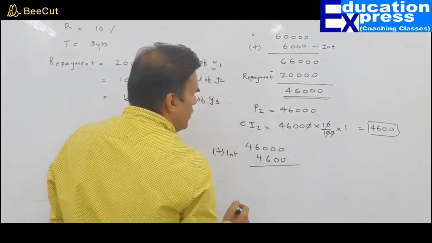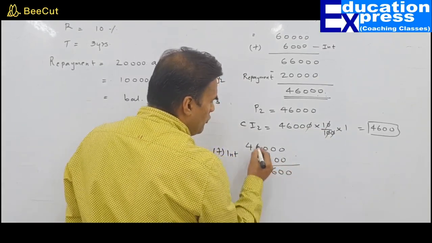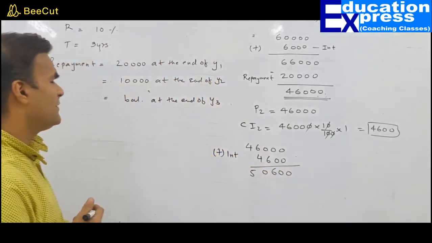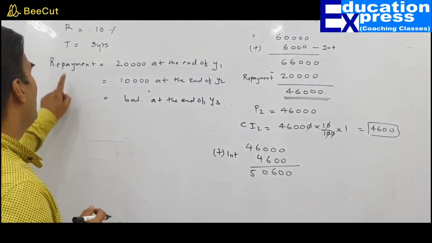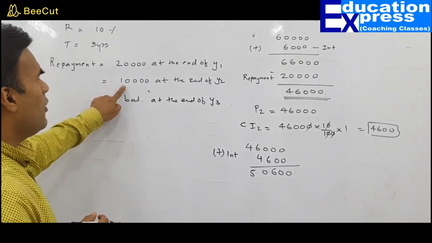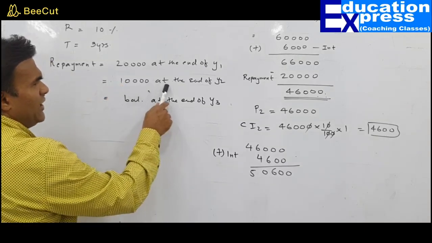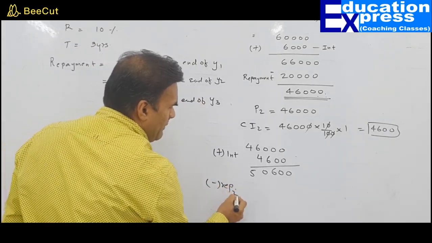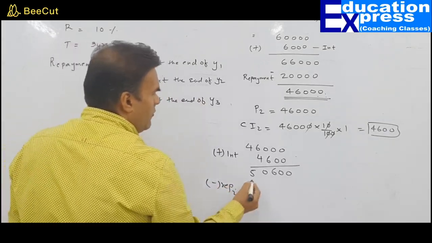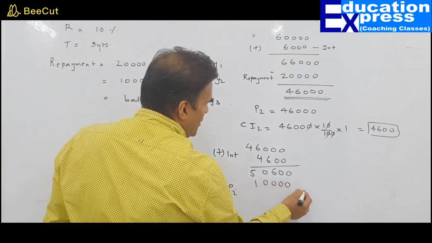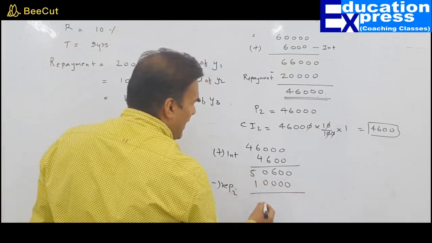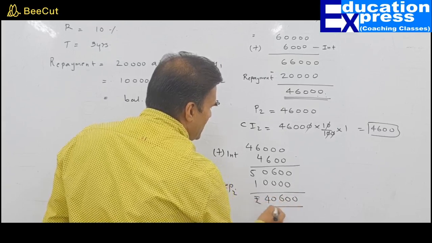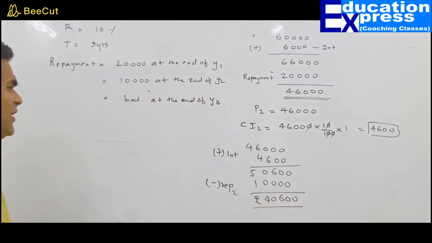4600. So you have to pay me 50,600 rupees. And again Mr. Ajay will say, look, I promised to pay 10,000 at the end of second year, so I am repaying you. So again a repayment, second repayment. How much? 10,000. So if we subtract that, what is the balance left? So the balance amount of money due is 40,600.